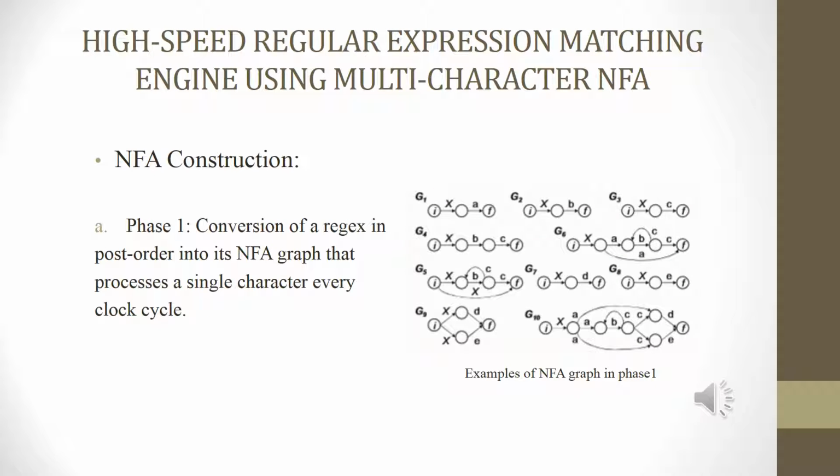NFA construction is the conversion of the tree into an NFA structure and modification of the NFA to support multiple characters per clock cycle. It consists of two tasks. Phase 1: conversion of a regular expression in post order into its NFA graph that processes a single character every clock cycle. And these are some examples of NFA graphs in phase 1.